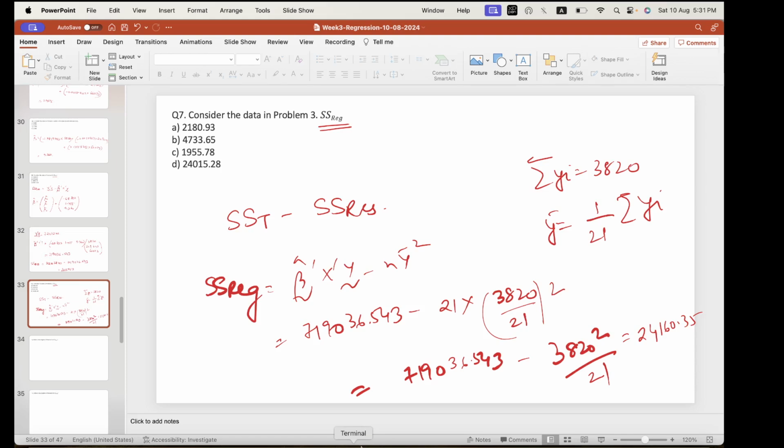All right. Maybe some calculation mistake is happening, that's why these figures are not matching, but you get the idea. This is the formula that we have to use. All right.